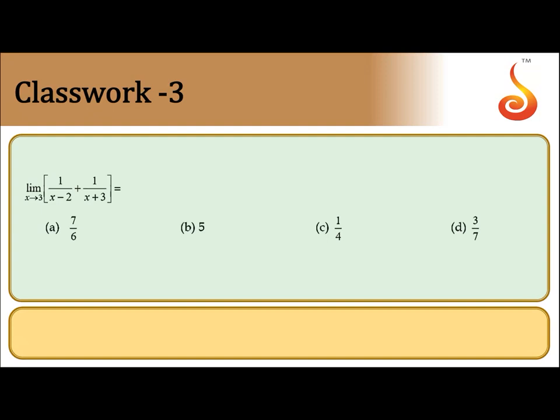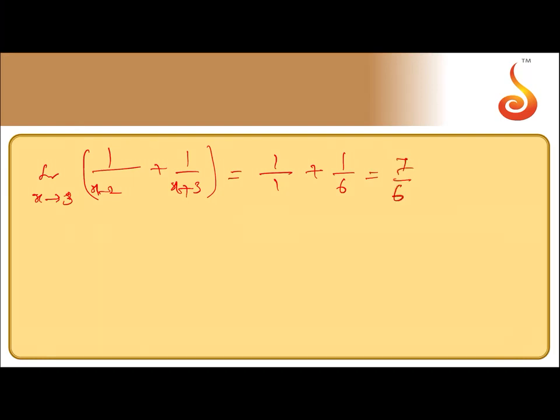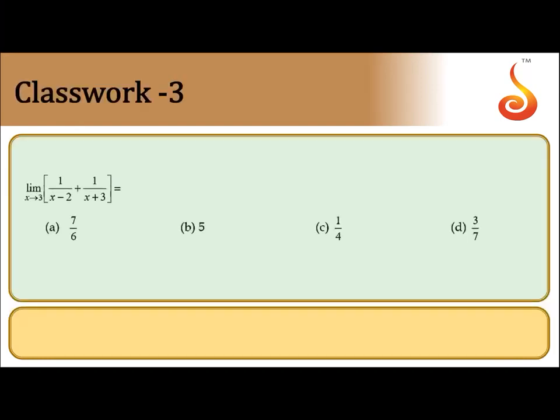Coming to the next one: limit as x tends to 3, 1 by x minus 2 plus 1 by x plus 3. Why can't you directly substitute here? It is a finite value: 3 minus 2 is 1, plus 1 by 6 is equal to 7 by 6. There is not much manipulation, it is a direct answer, 7 by 6.